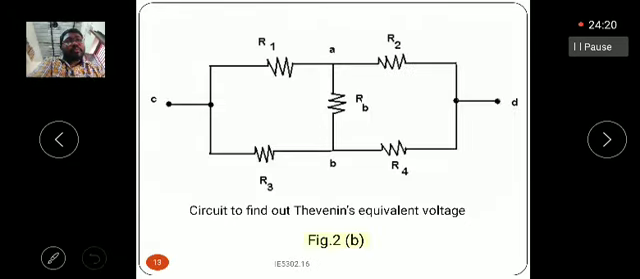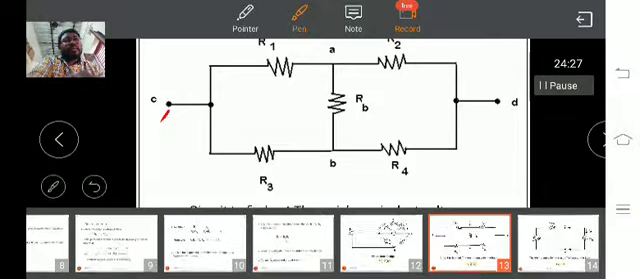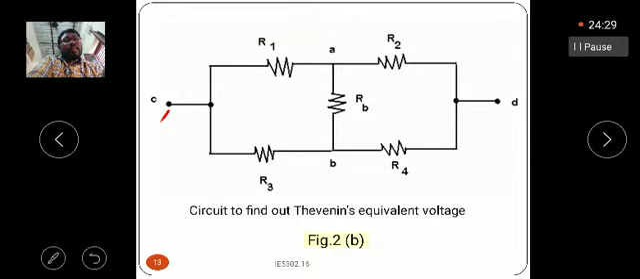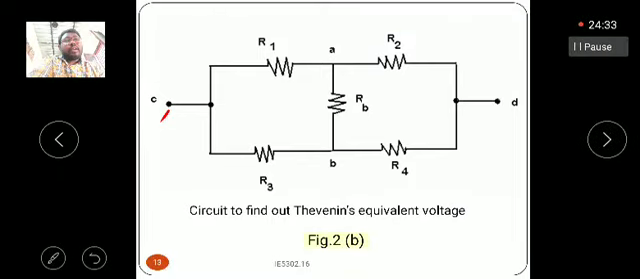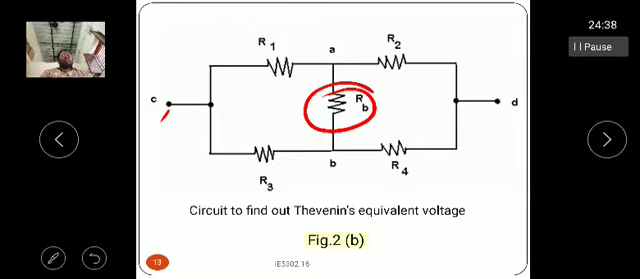Here we have to observe A, and the outside of C and D. Here we have the resistors R1, R2, R3, R4, and the galvanometer resistance is RB. The remaining four resistances are R1, R2, R3 and R4. Then we find the Thevenin's equivalent circuit of the bridge circuit.